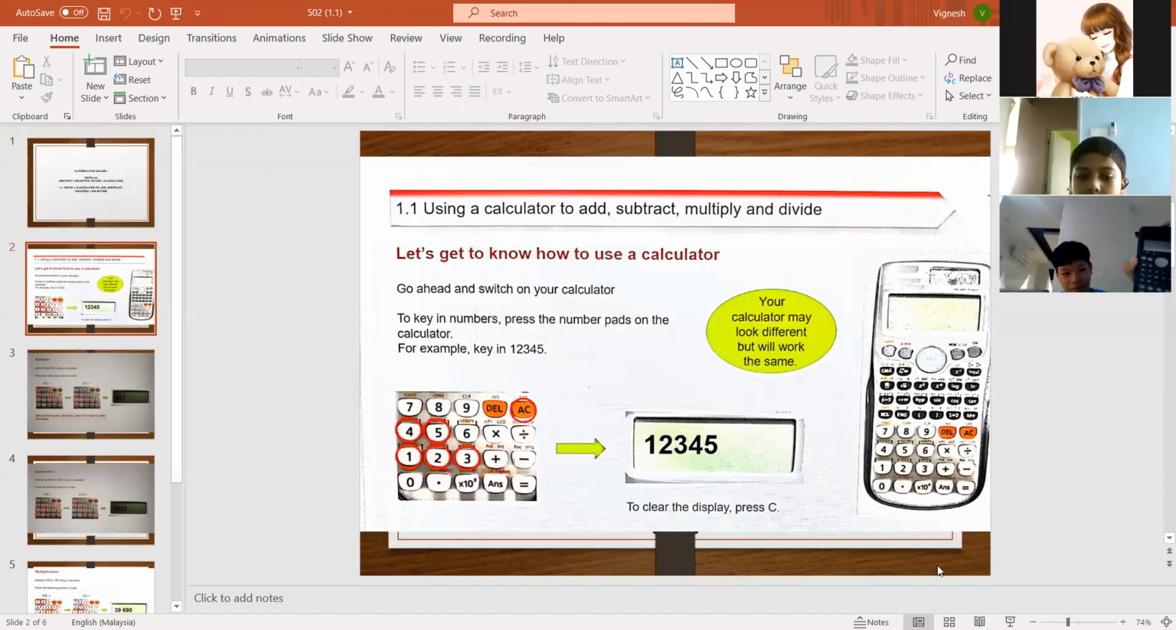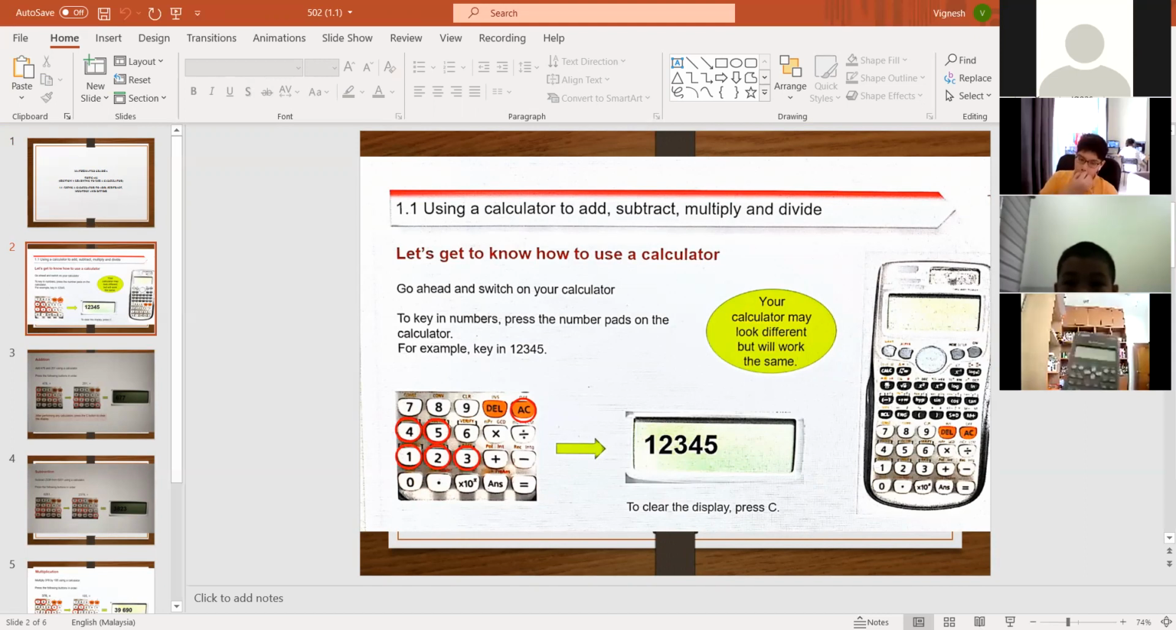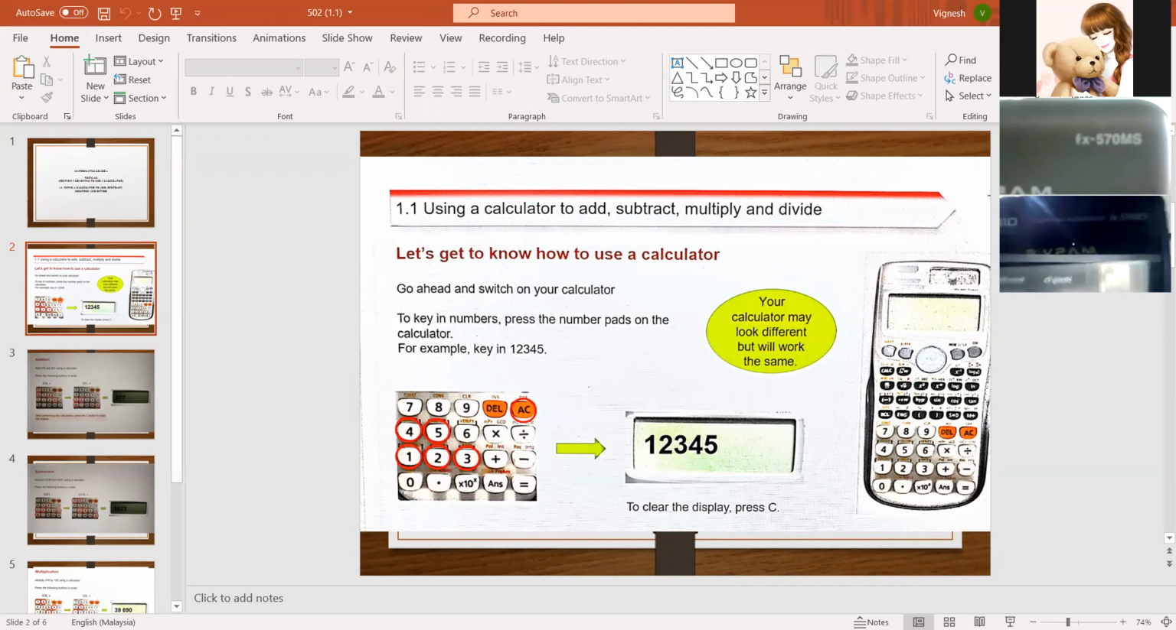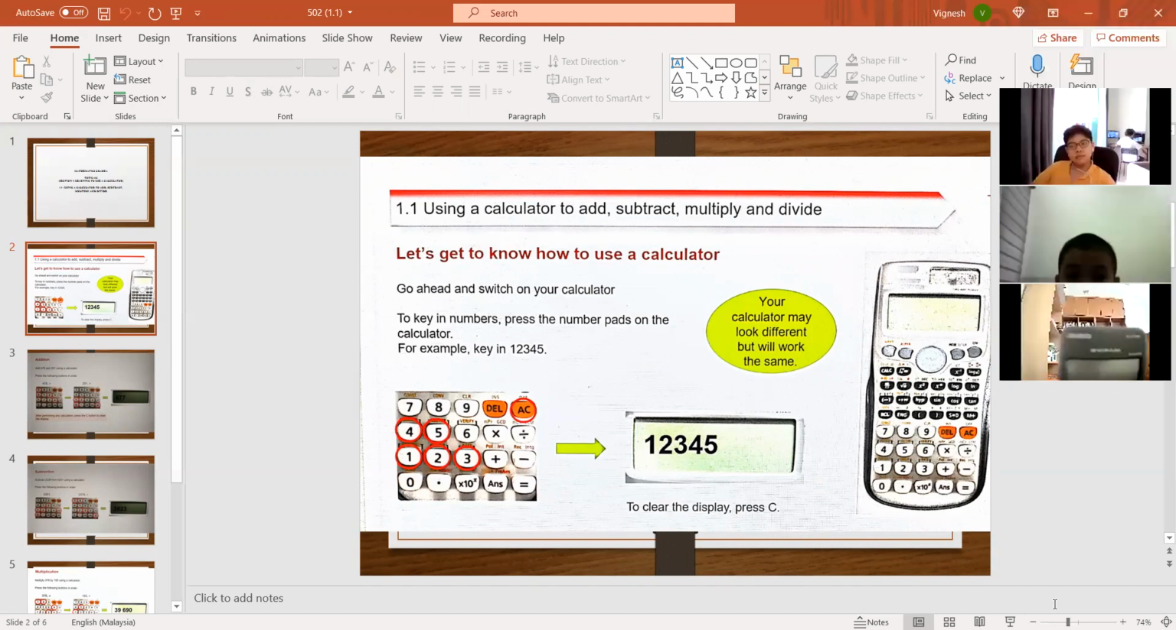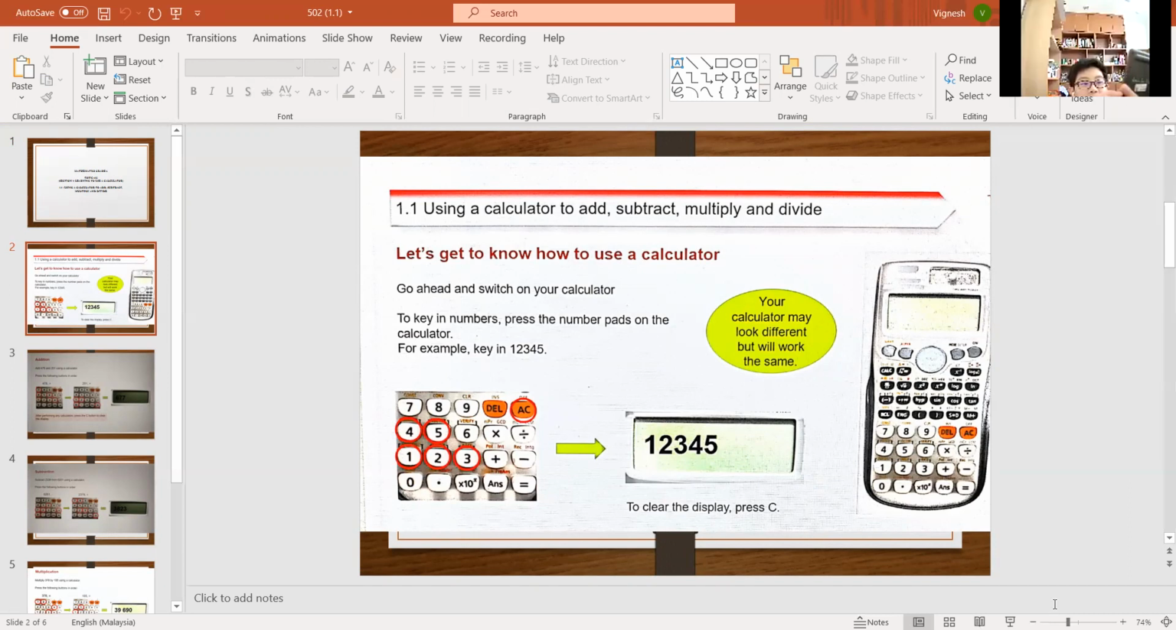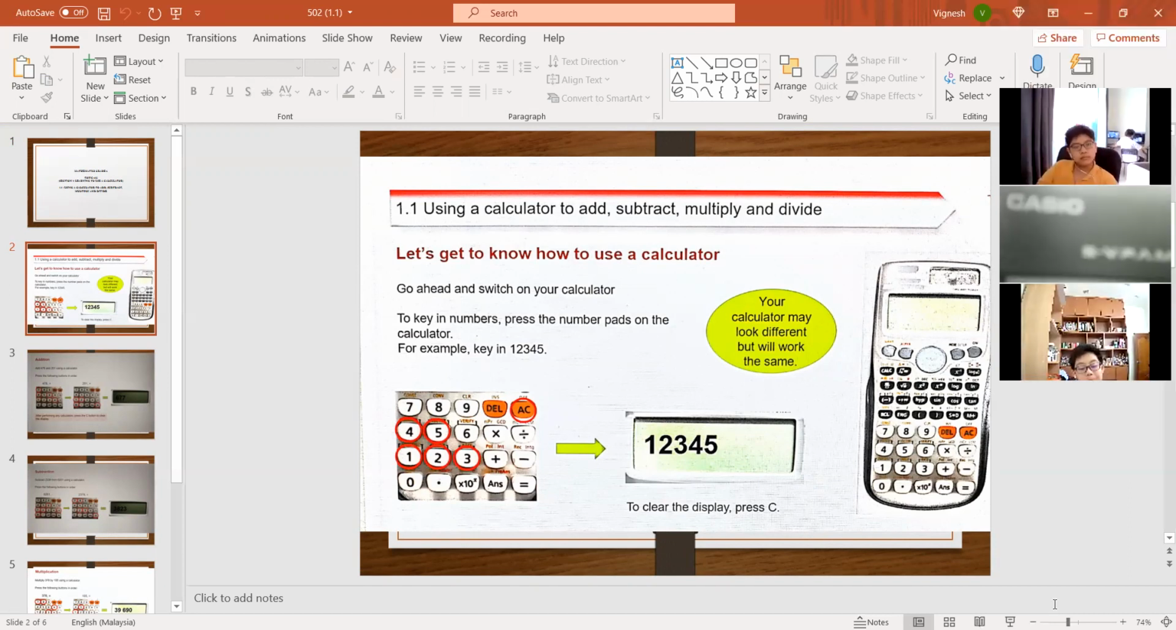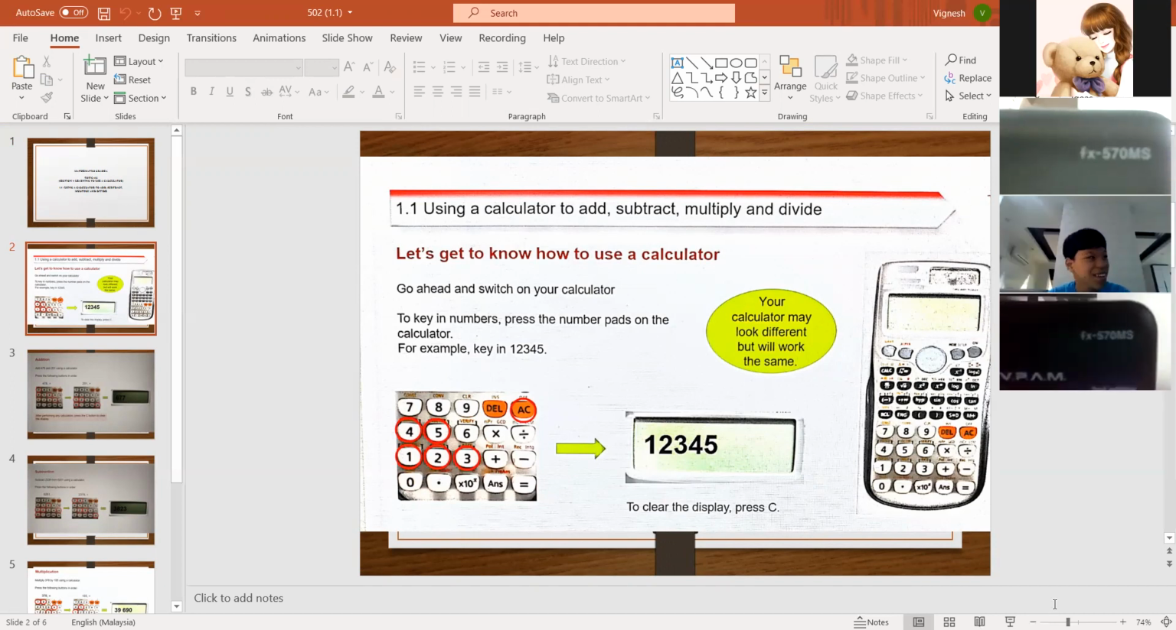Which brand are you using? Is it FX570MS? Yes, correct. Even the other calculators are no problem, but I want the scientific calculator and not the normal calculator. Yes, I saw already. Okay, Herman, correct. Jania, correct. Adish, correct. This FX is the scientific calculator that I would suggest to you all.